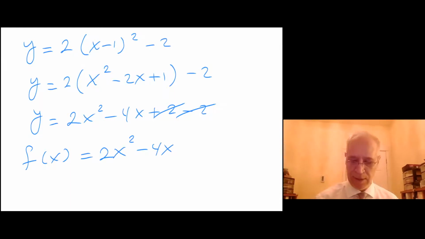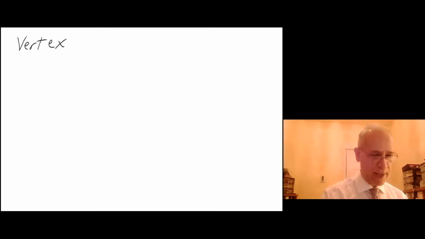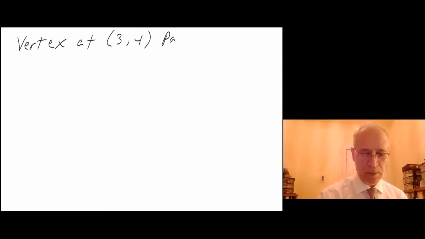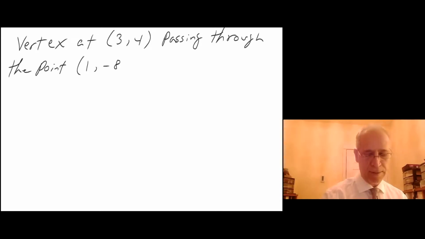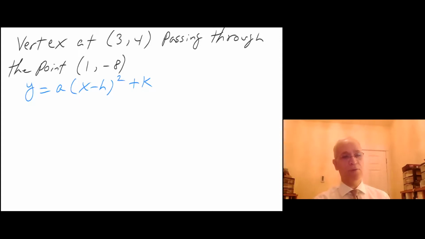Let's do another example. How about this time doing a parabola with vertex at (3, 4) passing through the point (1, -8). So once again, I'm going to say that y equals a(x - h)² + k. This is my standard form.